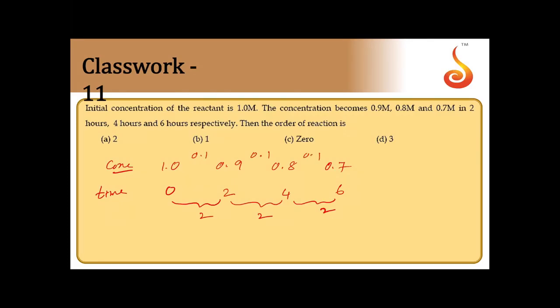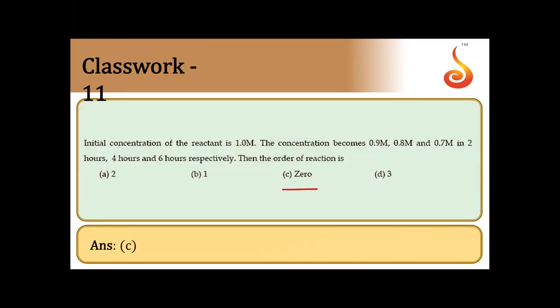So the change in concentration by time is the same throughout, that is 0.1 by 2. Change in concentration by time, x by t, remains the same throughout. This is a property of a zero order reaction. Hence the order is 0. Since the change in concentration by time remains constant, it is independent of the concentration of the reacting substances. Answer C is the answer. Next, the 12th one.